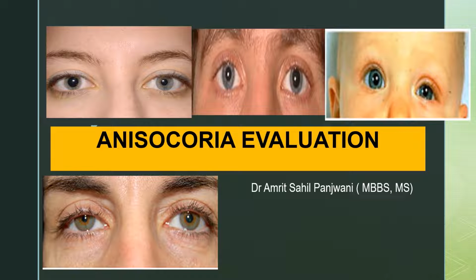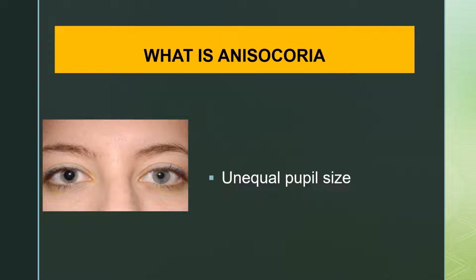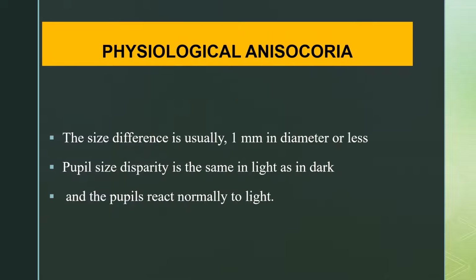Today we are studying how to evaluate a case of anisocoria. So, what is anisocoria? Anisocoria basically means unequal pupil size. As can be seen in this picture, the right eye has a bigger pupil and the left eye has a smaller pupil. Whenever there are unequal sizes of the pupil, it is referred to as anisocoria.